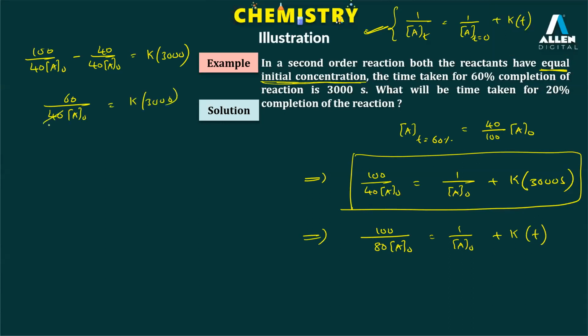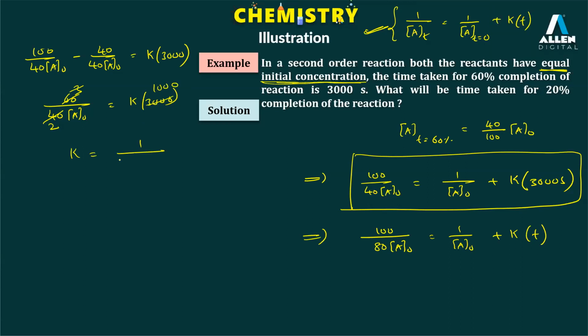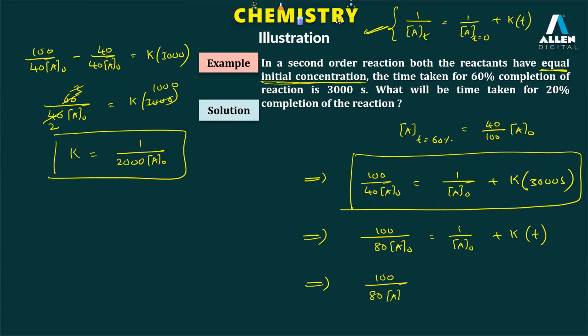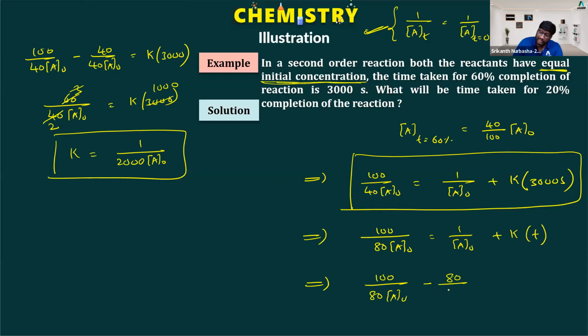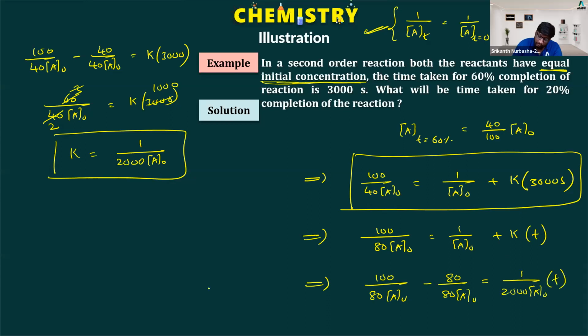So K is how much? K is nothing but 1 by 2000 A naught. Is it 1 by 2000 A naught or not? Check it out, all of you. Yes, sir. 100 by 80 A naught, and 1 by A naught I am taking to the other side. So I'll write it as 20 by 80 A naught equal to K. K value is 1 by 2000 A naught, into time t.